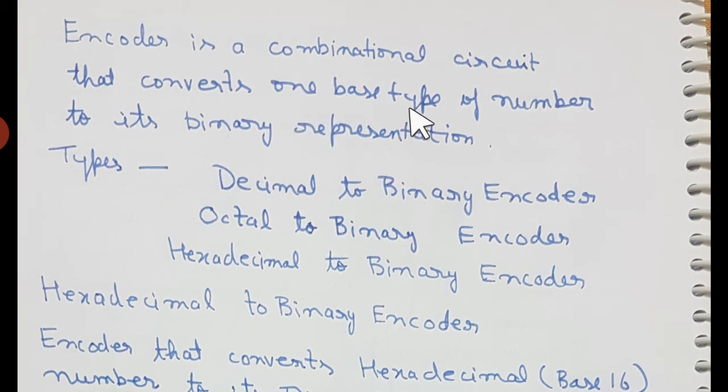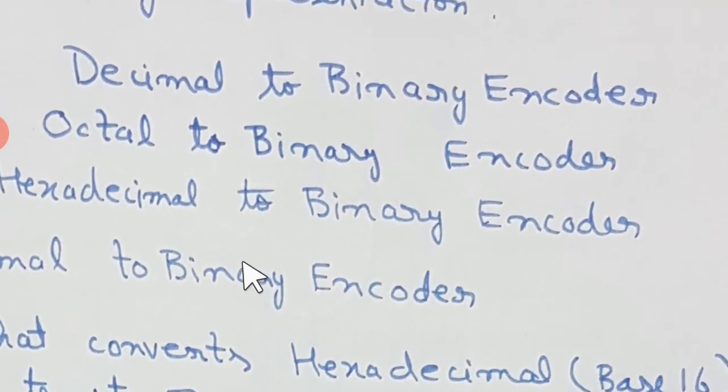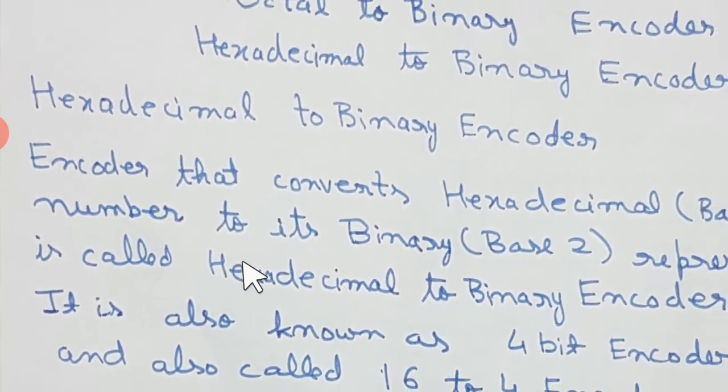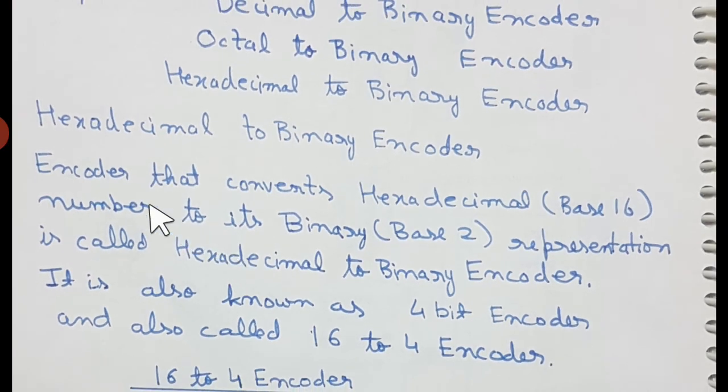That means that one base type of number which is going to be represented through binary is going to be octal, hexadecimal or decimal. So three types of encoders: decimal to binary encoder, octal to binary encoder, and hexadecimal to binary encoder. Now we get back to the main topic, that is the hexadecimal to binary encoder. So hexadecimal number will be the input, and its binary representation is going to be the output.